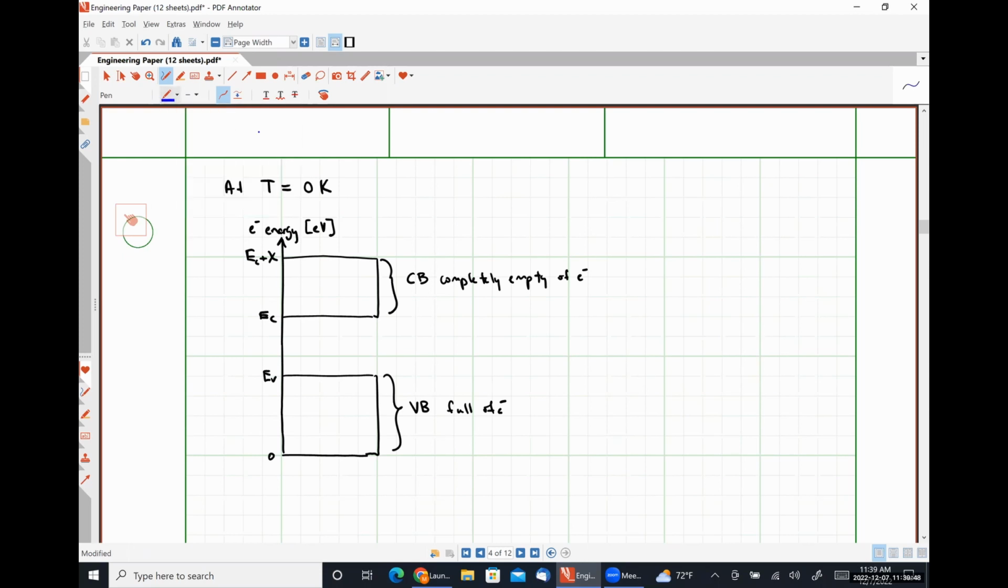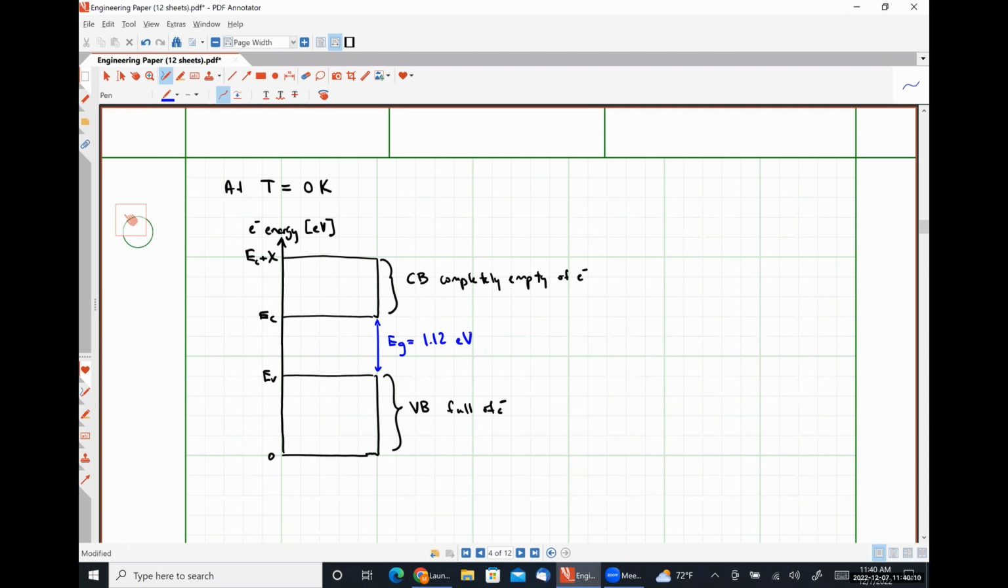Just as another quick thing here, the distance between the energy level associated with the conduction band and the energy level associated with the valence band, this difference is called the band gap, EG. And for silicon, it is 1.12 electron volts.